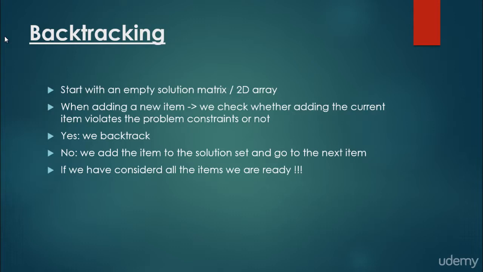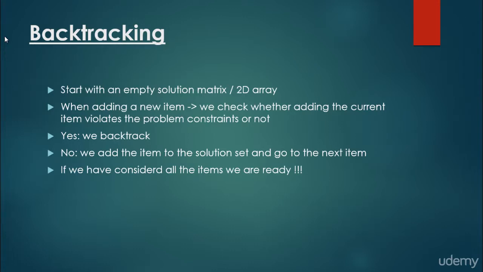What about backtracking? We start with an empty solution matrix, or a two-dimensional array. When adding a new item, we check whether adding the current item violates the problem constraints or not. So we will have an isValid method. And backtracking is quite the same as we have seen for the coloring problem or the Hamiltonian path problem. We will have a Boolean method that checks whether the given constraints are violated or not, and we keep iterating until we violate them or not. And if we violate them, then we backtrack.